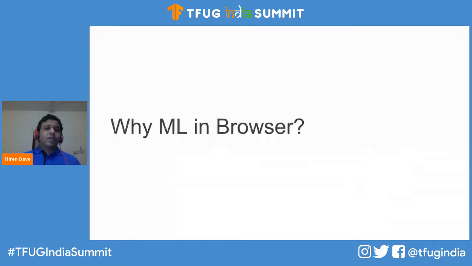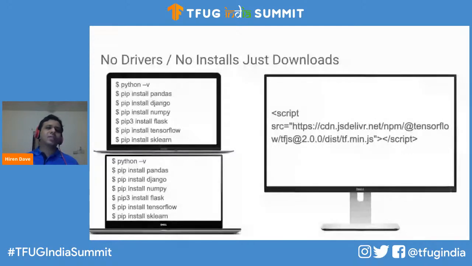This is pretty simple stuff. You don't have to install any driver. You don't have to install any plugin. Simply download the TensorFlow min.js file in your application, and that's it. You are ready for implementing machine learning. On the left-hand side, what I'm showing is that when you are implementing any Python application, you have to find out the Python version and install pandas, Django, NumPy, Flask, TensorFlow, sklearn, and there are a lot of libraries available for machine learning in Python. When you are implementing any machine learning application in Python, these are the steps you have to do.